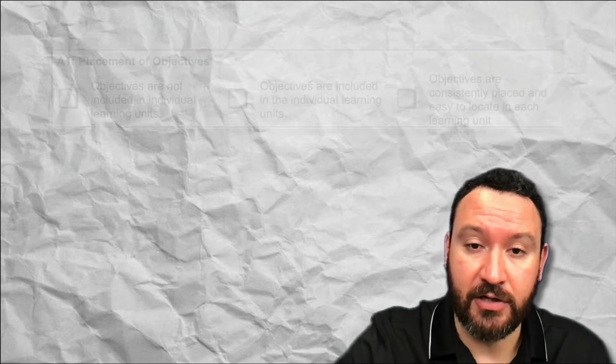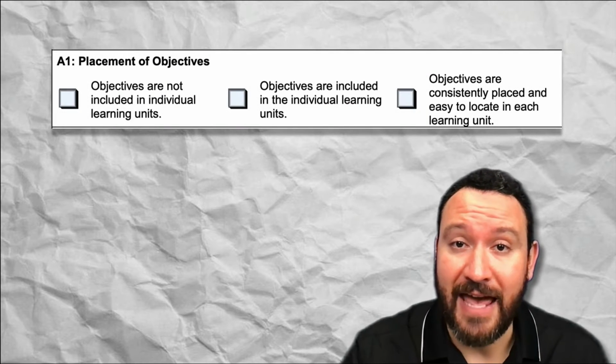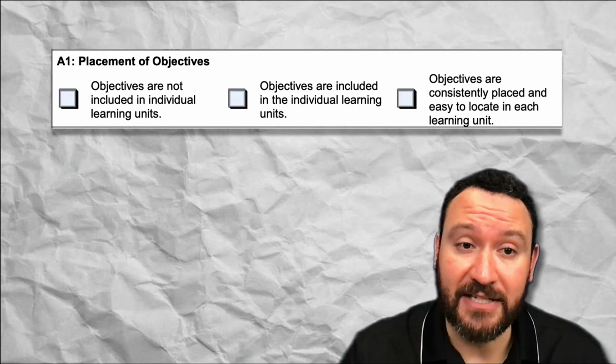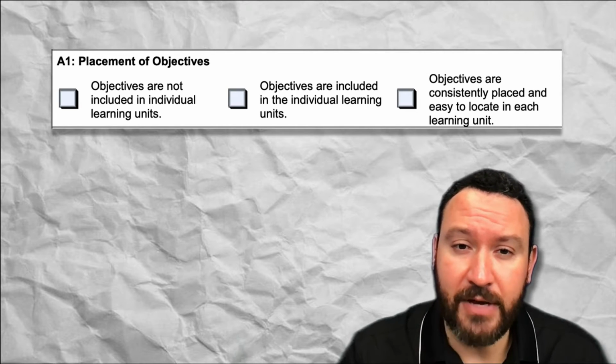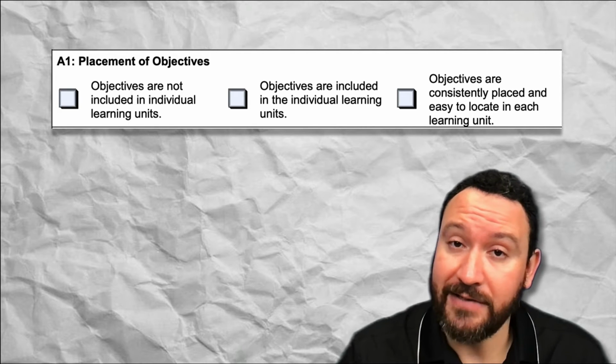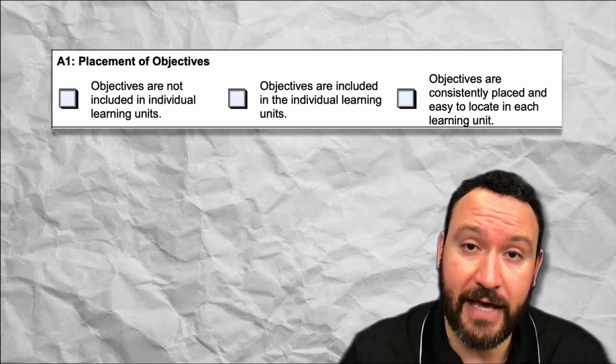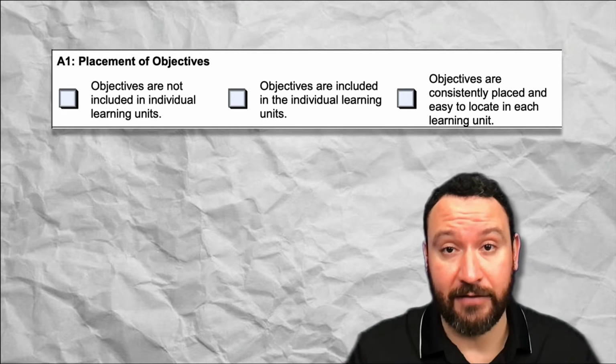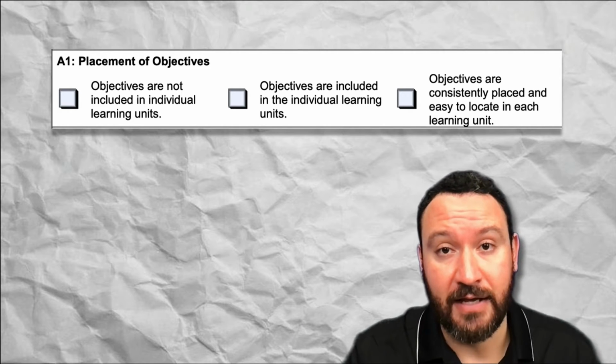Some of those elements include element A1 of the rubric, called placement of objectives, where you need to make sure that your objectives are included in the individual learning units. So as I showed you in the previous example, not only did we have objectives present on a weekly level, but we also had them present within chunked areas on specific assignments as well.